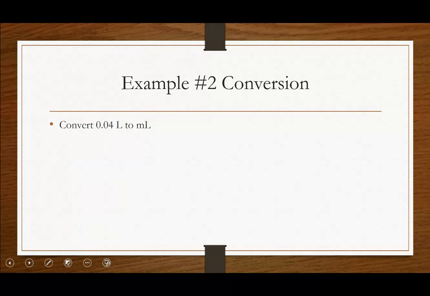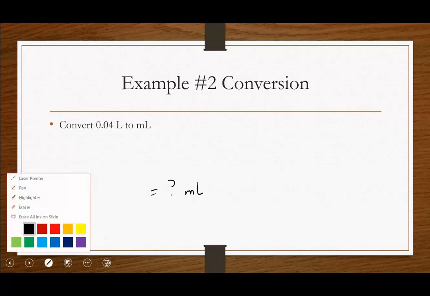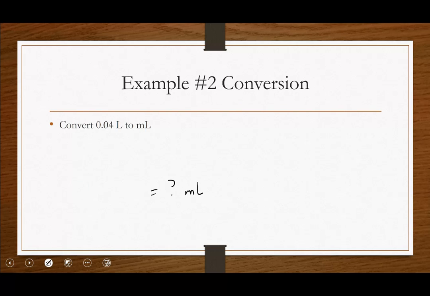In the next example, we'll look at converting liters to milliliters. So this is a volume as opposed to a weight measurement. So just as before, we'll ask the question, how many milliliters do I have? And in this case, the conversion rate for liters to milliliters is very similar. We would say that 1 liter is equal to 1,000 milliliters.